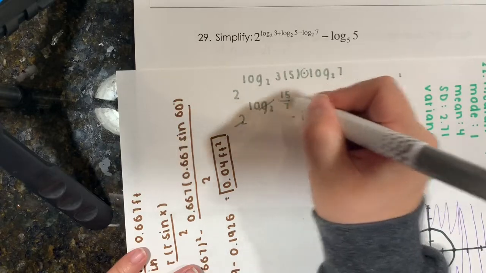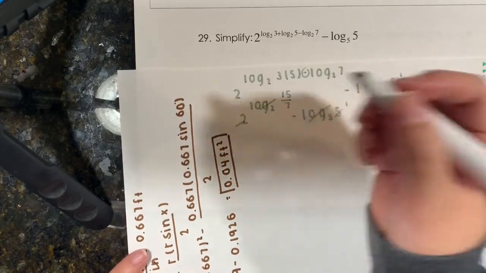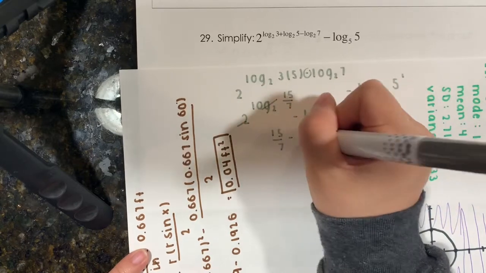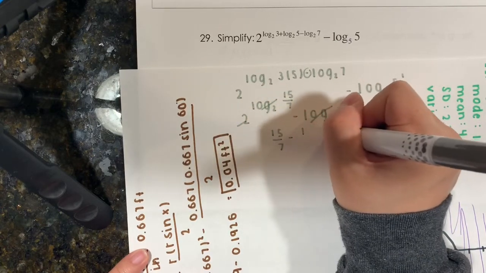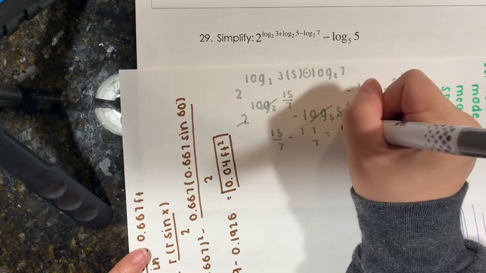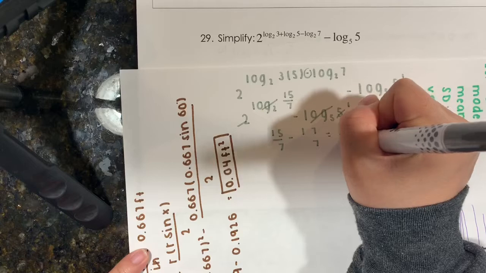Now my 2 and my log 2 and my log 5 and my 5 cancel. So really I have 15 over 7 minus 1. So my answer is going to be 8/7.